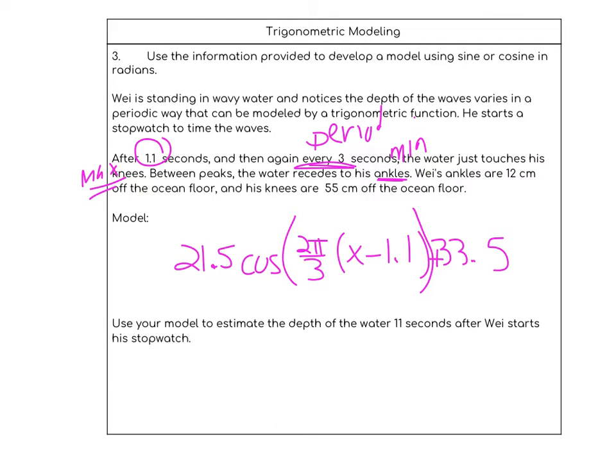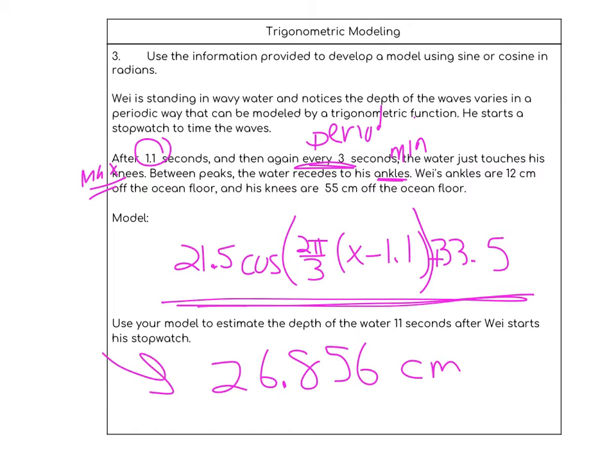Use the model to estimate the depth of water at 11 seconds. So plug in 11: 21.5 cosine of 2 pi over 3 times 11 minus 1.1, plus 33.5. Make sure I am in radians. And I get 26.856, and the depth is in centimeters. So somewhere around there. Sounds good. Obviously, on your quiz, show me the model, maybe explain why you're doing that, and then explain what you're doing here. So write that model down again, or tell me you're plugging in 11 for x, however you want to think about it. Make sure you plug that in.